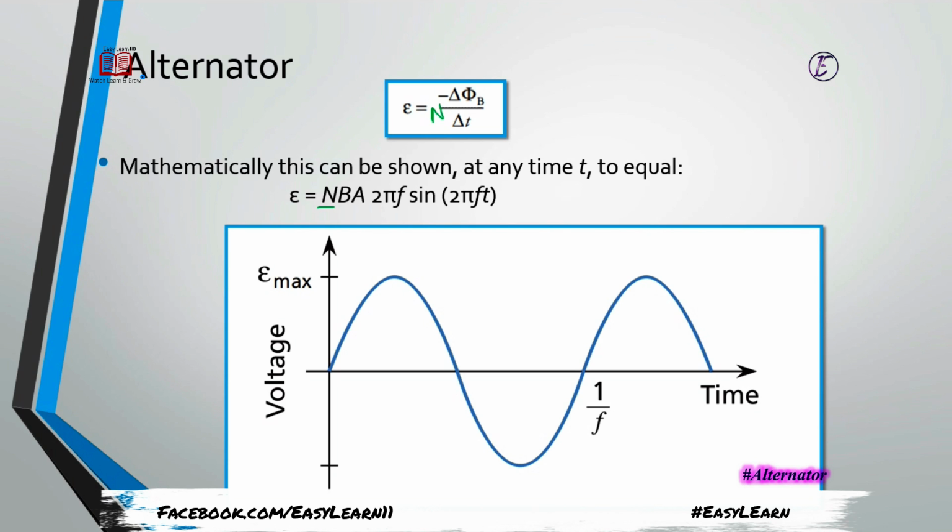So N is the same, B stands for the magnetic field intensity, and A is the area of the coil. This is again the same magnetic flux. It's basically just opening up the magnetic flux formula here.